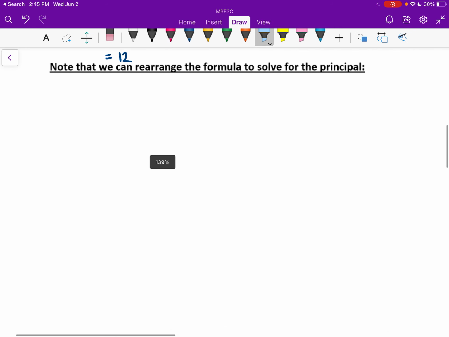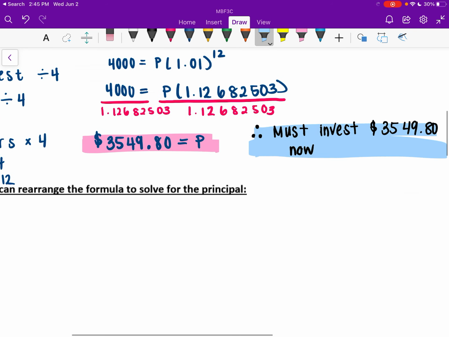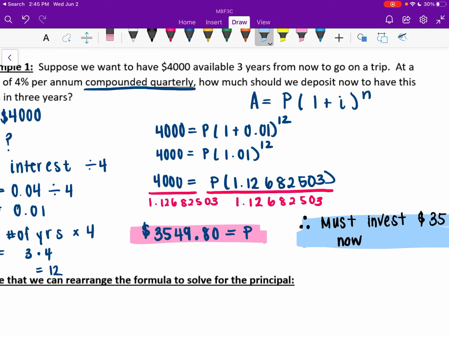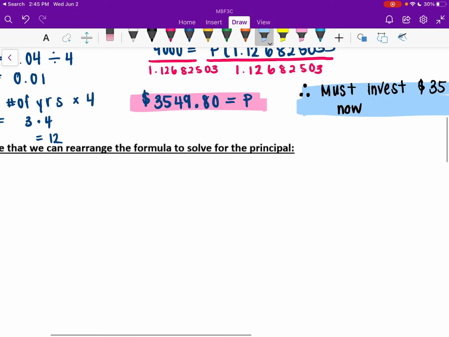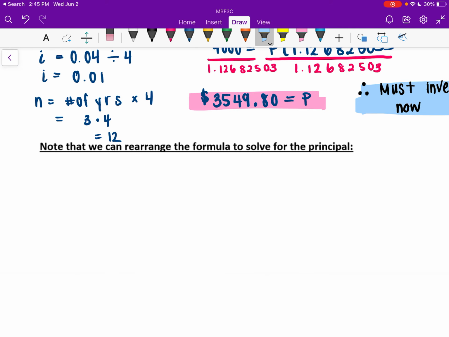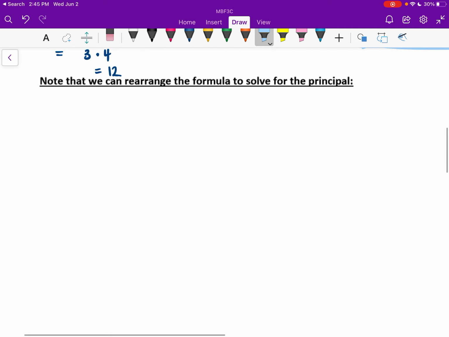Another thing we can do is that notice that here we plugged everything in and we did it and then we divided at the end. What you can actually do is we can rearrange this formula, right? So let's just work with just the variables. So I know my formula is originally going to be A is equal to P(1 plus i) to the power of n. And if I wanted to find a formula for just principal, I would just need to rearrange the formula to solve for principal. So the first thing I can do is divide both sides, right?